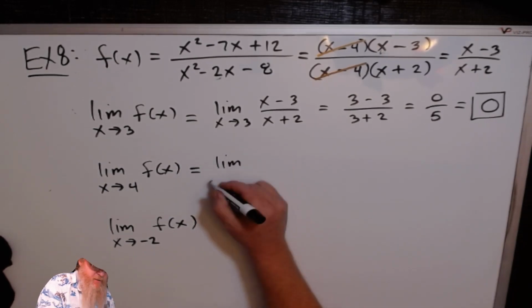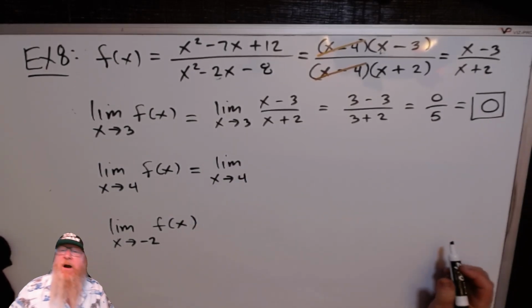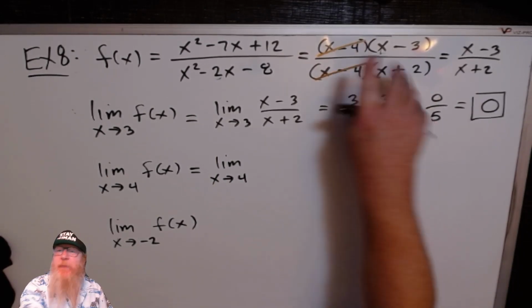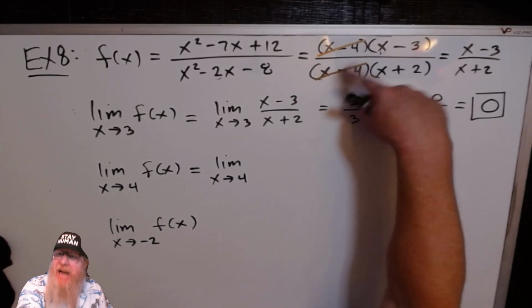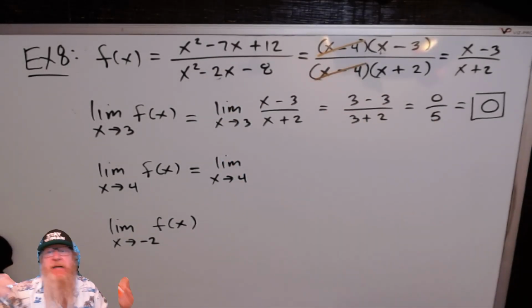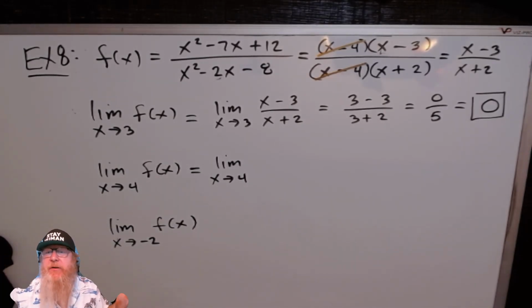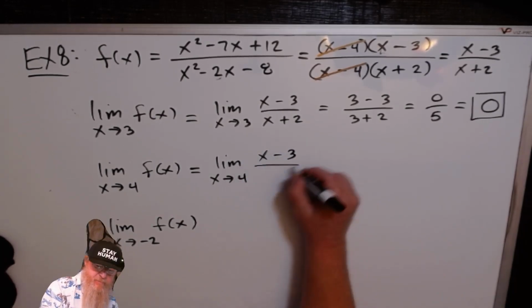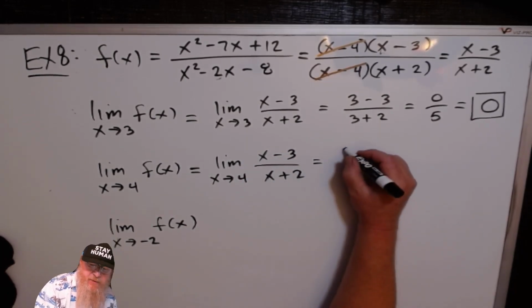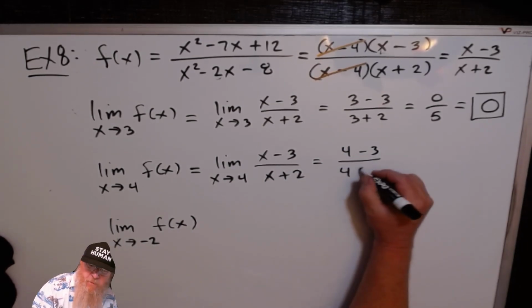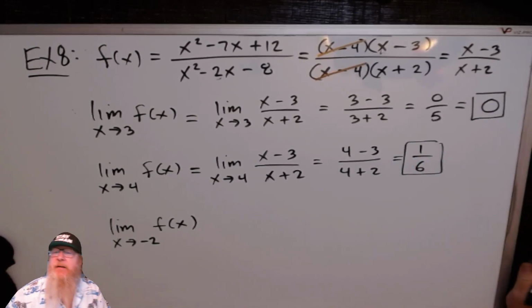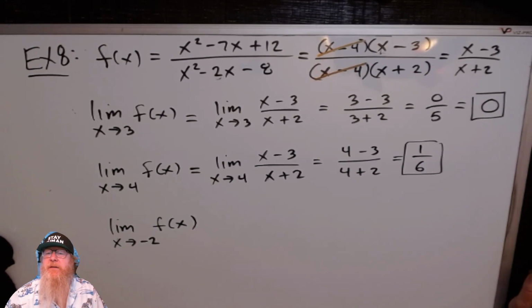For this one, the limit as x approaches 4. And again, I will point out that I have already canceled this out. That's why I did the factoring at the beginning. Had I not canceled this out, I would get 0 divided by 0, and then I'd be stuck. You know, what do I do now? It's unresolved. It's indeterminate. But I've already canceled it out. So it's just going to be 4 minus 3 over 4 plus 2, which is 1/6. Not too bad. Nice place to end.